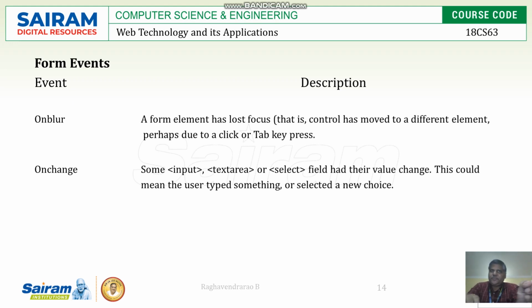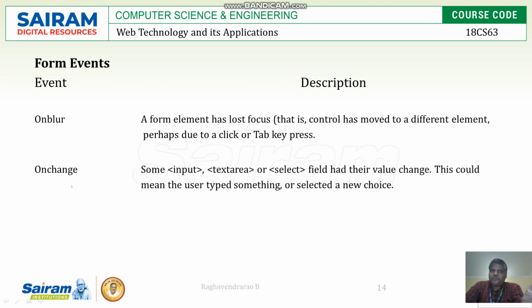On blur, this is an event. On blur means what happens? In the text box where your cursor is, when it goes out of focus and moves to the next text box, the trigger is going to get executed over there.